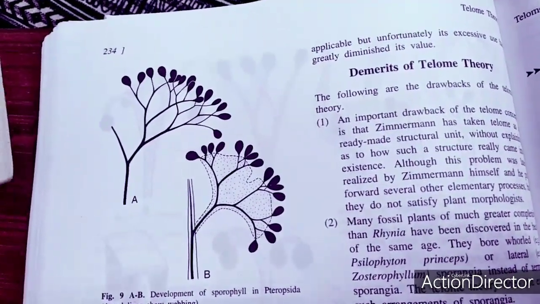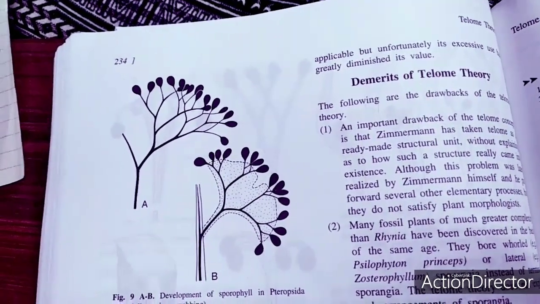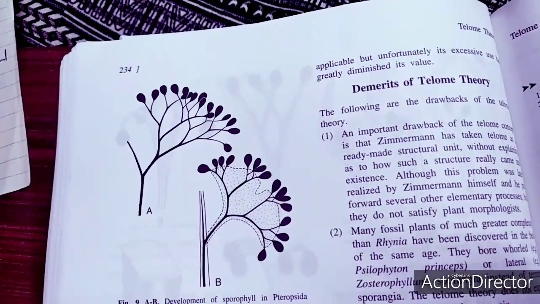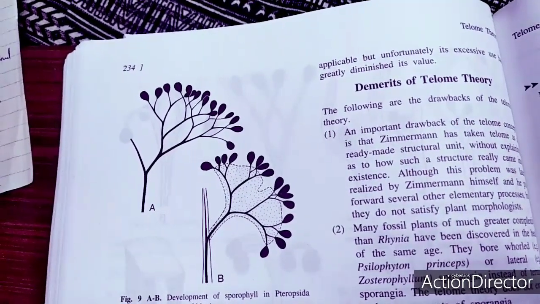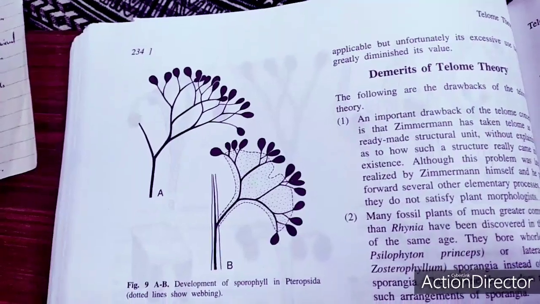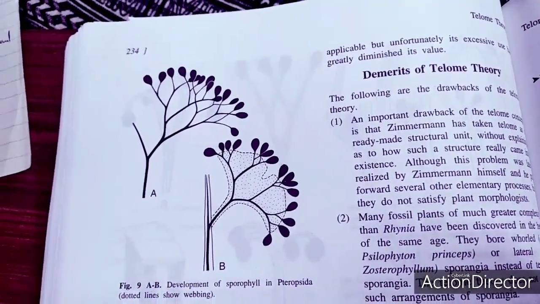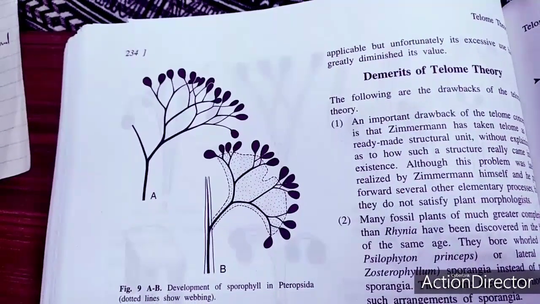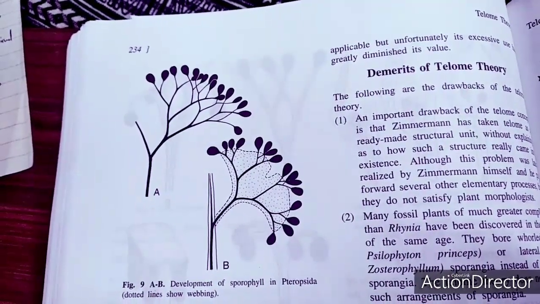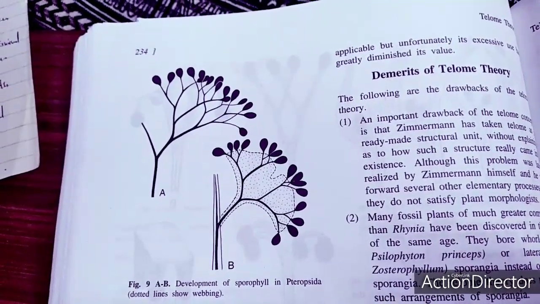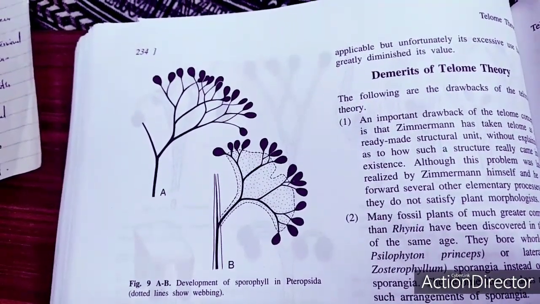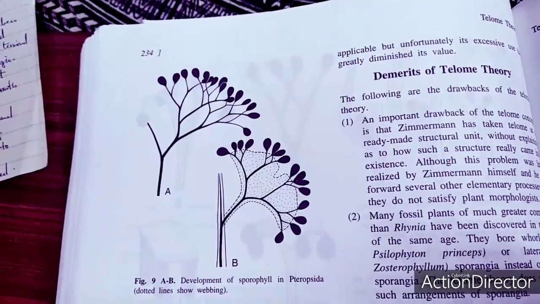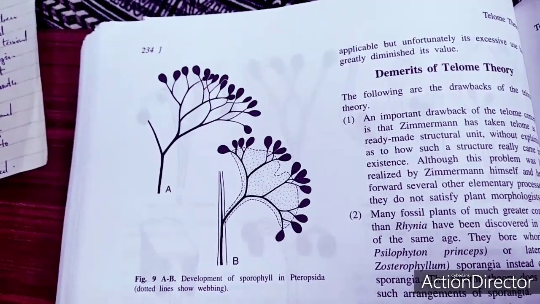But as I just talked about, there are certain demerits also existing. There are some critical analyses also. Bower says that how telomes come to be has not been identified in the theory, that is, how telomes have been born. Many fossils of greater complexity than Rhynia have been discovered in beds of the same age. They have a whole xylophyton and lateral zosterophyll sporangia instead of terminal sporangia. The telome theory does not explain much about the arrangement of the sporangia.